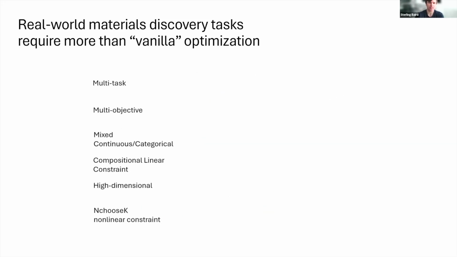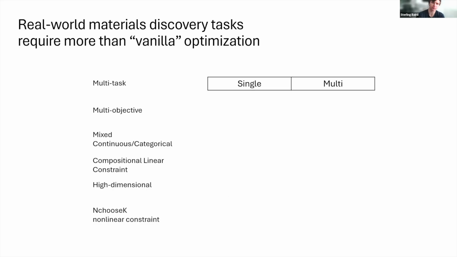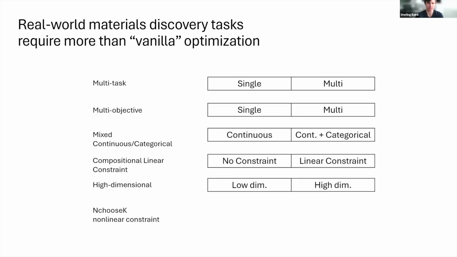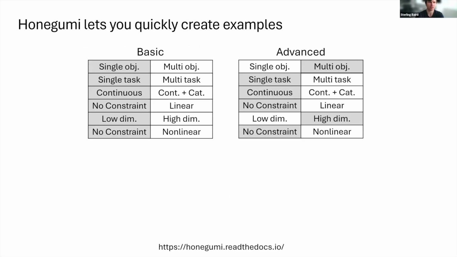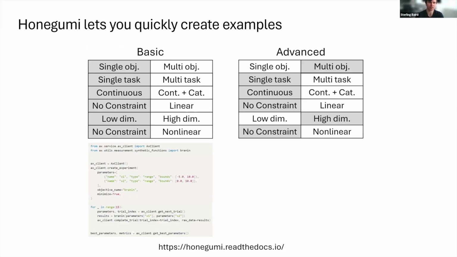Now, if we take these and we look at single versus multitask and the presence or lack of presence for each of these. On the far left, we have vanilla optimization. This would be the most basic. And if we move to something like a multi-objective and high-dimensional task, we'd start referring to this as advanced Bayesian optimization. Honegumi is a tool that helps you quickly create minimal working examples for more advanced optimization tasks.